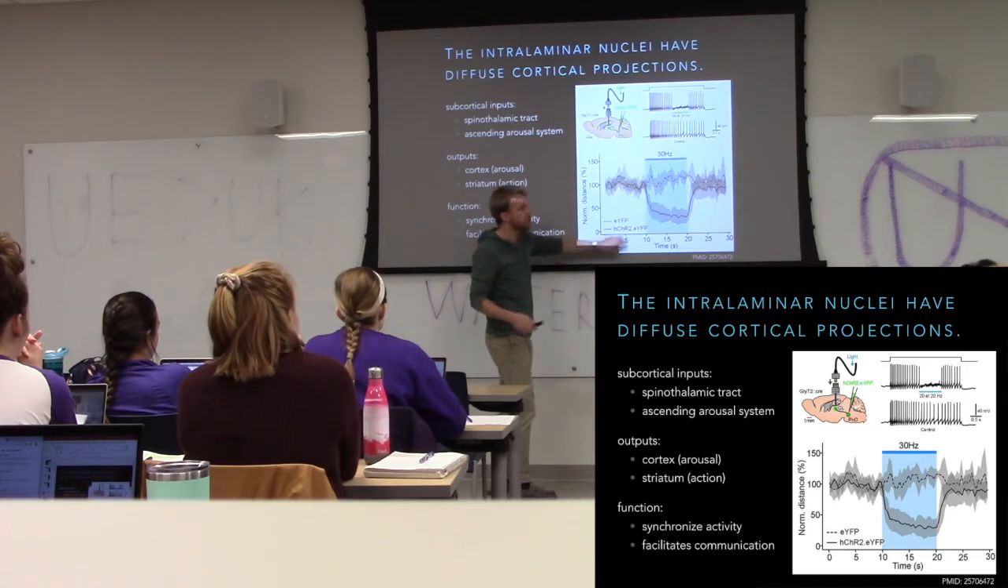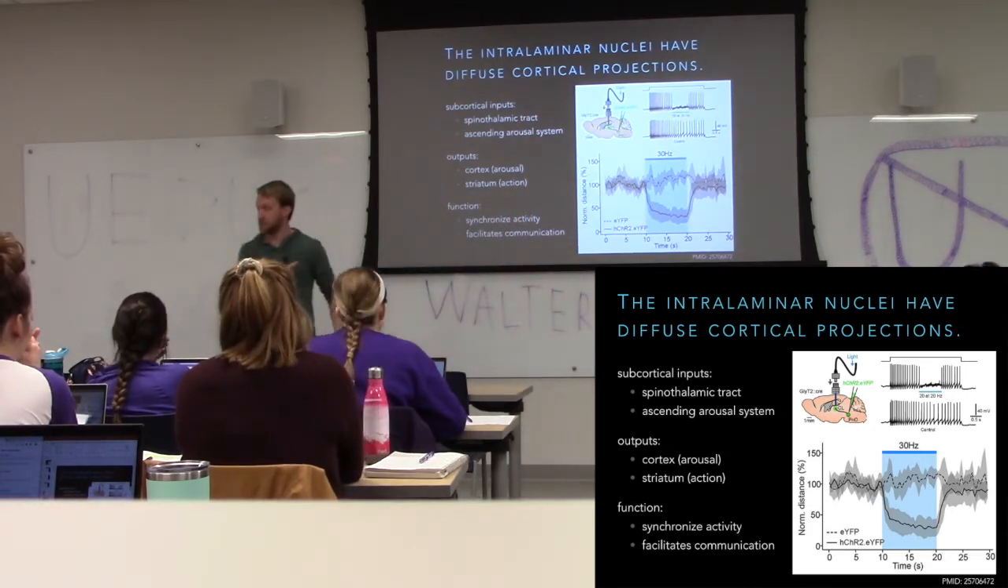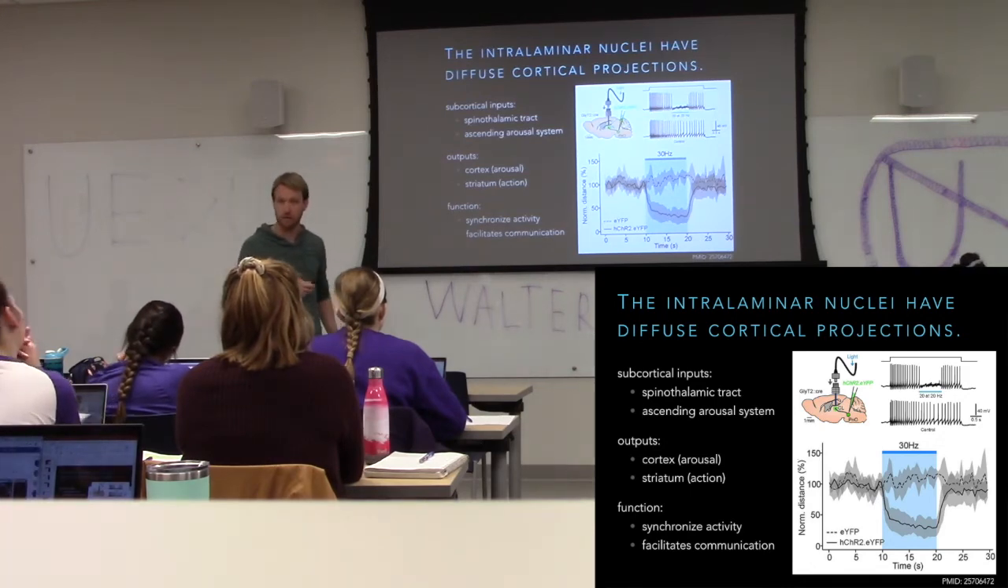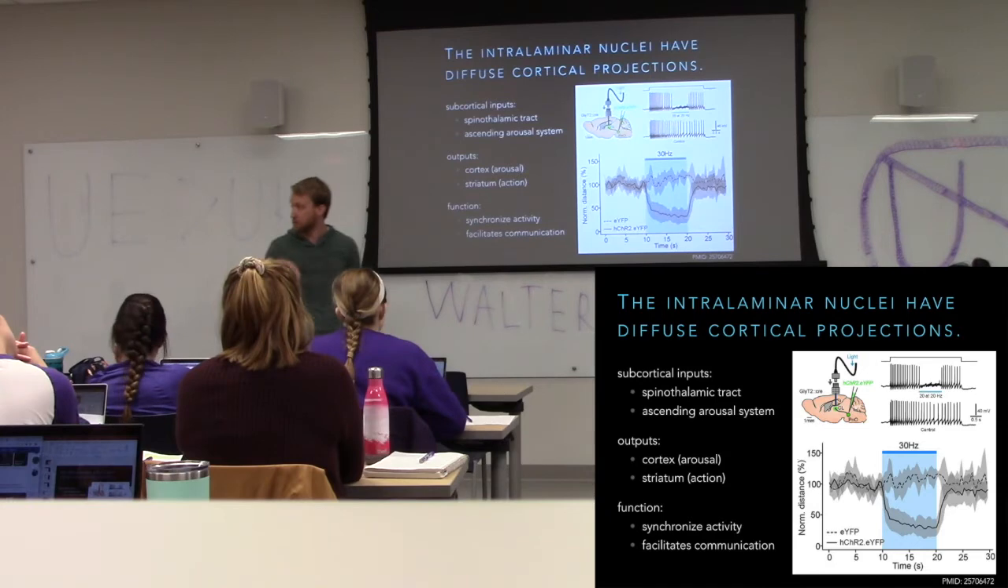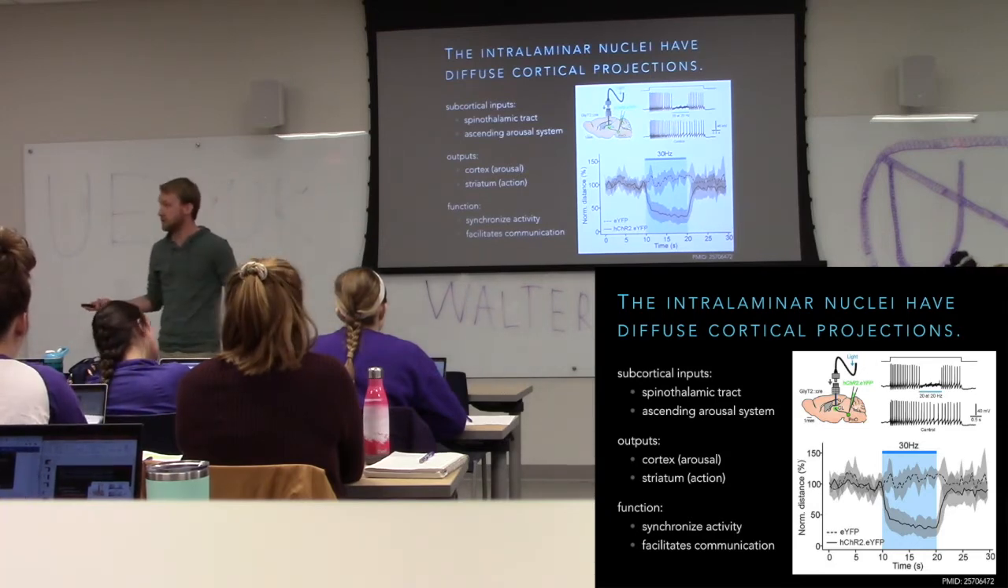So now when you shine the blue light, you inhibit your intralaminar nuclei. What do we see here? Any effect? I hope so. Yeah, exactly. Locomotion goes down. It becomes difficult for these mice to initiate action as a result.